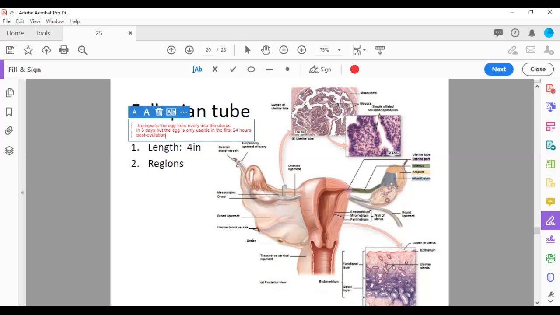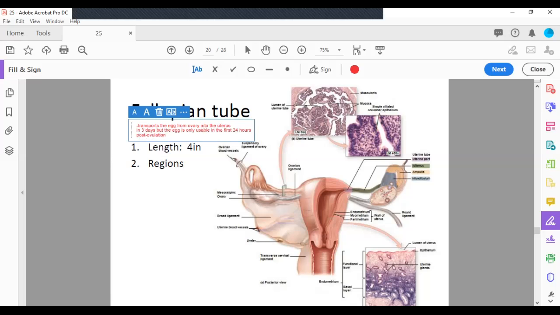So what that means is that once ovulation occurs, the sperm should be working its way up to fertilize the egg within the fallopian tube, because after the first 24 hours, the egg is no longer usable, as it works its way down into the uterus. So it's 4 inches in length, but it requires 3 days for the transport process of the egg into the uterus. Now, let's talk about the regions of the fallopian tube.